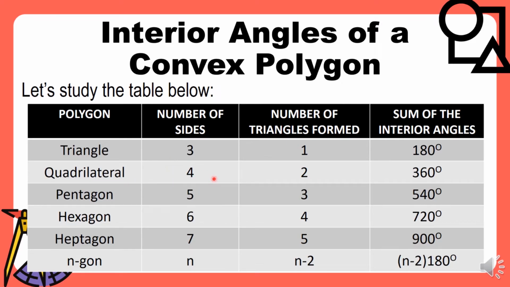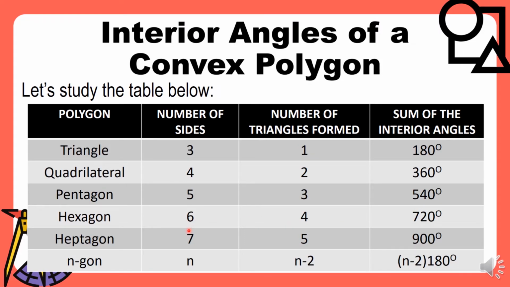Quadrilateral has 4 sides. At mayroon tayong dalawang triangle na mabubuo dito kapag tayo ay gumuhit ng isang diagonal. 2 times 180 degrees is equal to 360 degrees. Pentagon ay may 5 sides. At mayroon tayong tatlong triangle na mabubuo kapag tayo ay gumuhit ng mga diagonals. 3 times 180 degrees is equal to 540 degrees.